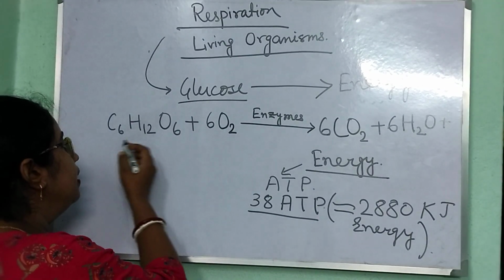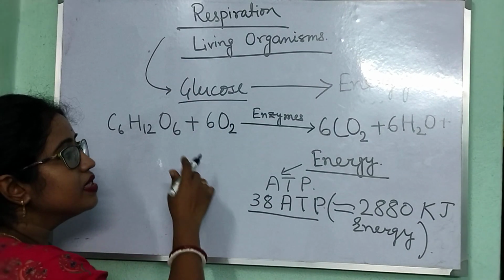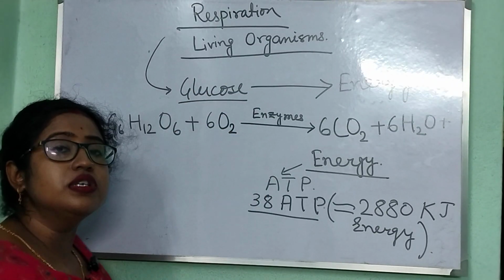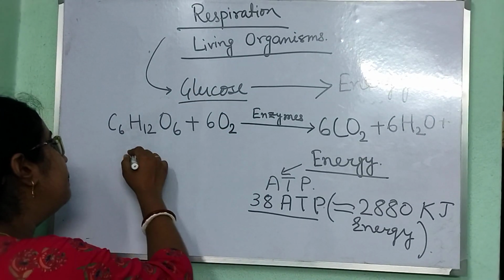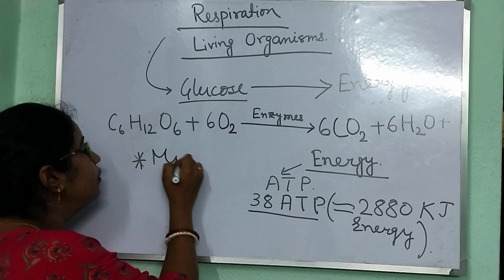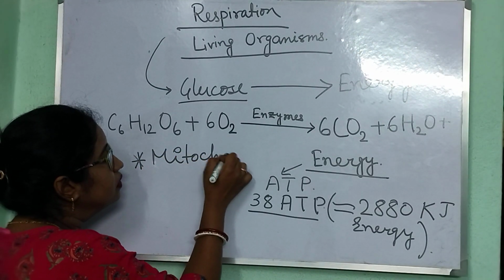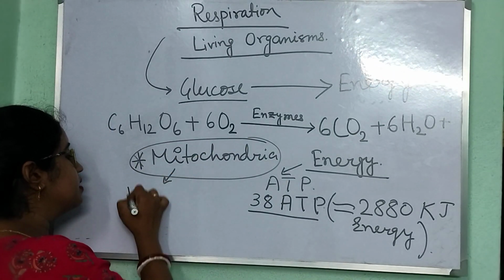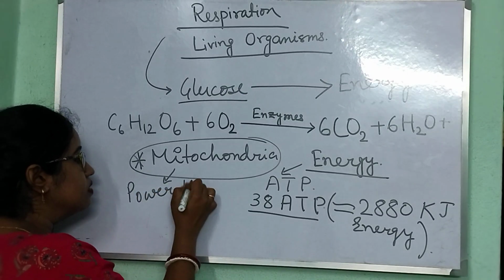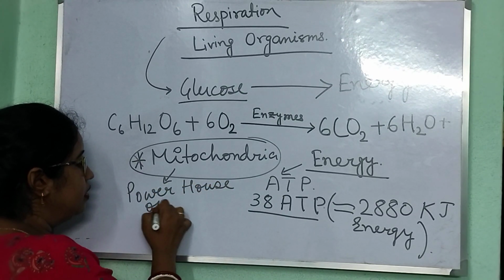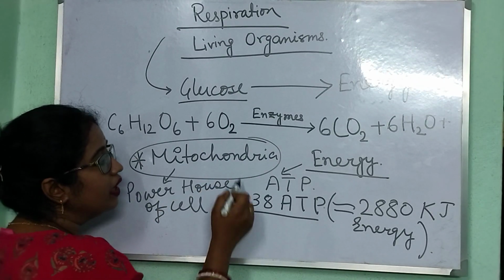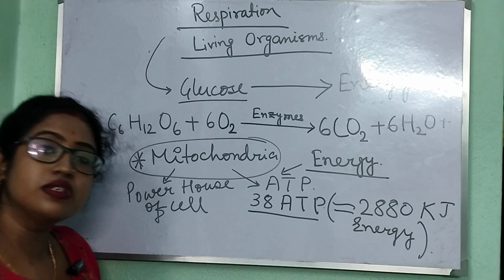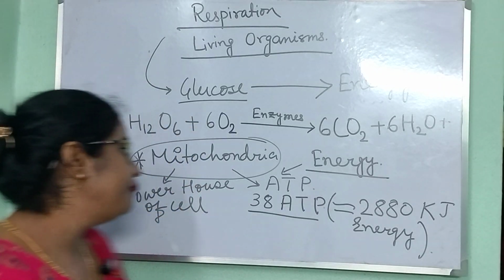So this is the equation of respiration, and this respiration process occurs in all living organisms, particularly in mitochondria. That's why mitochondria is known as the powerhouse of the cell, because in mitochondria the ATP is formed. That is why the mitochondria is known as the powerhouse of the cell.